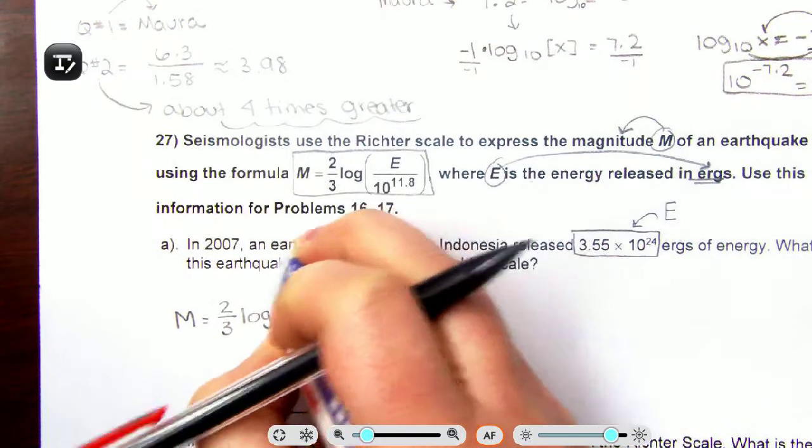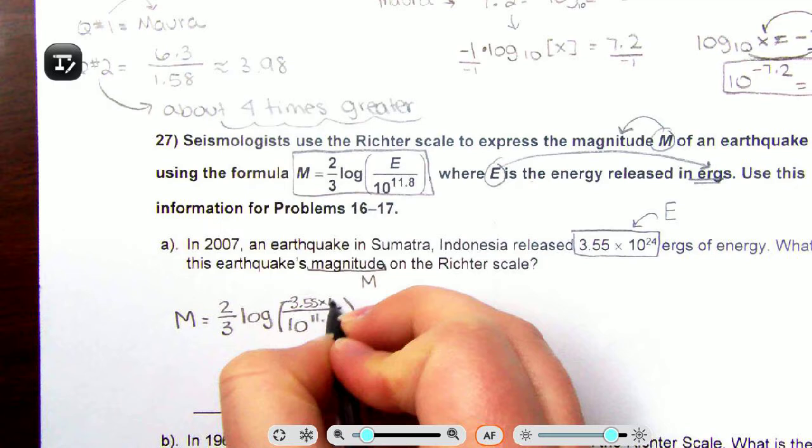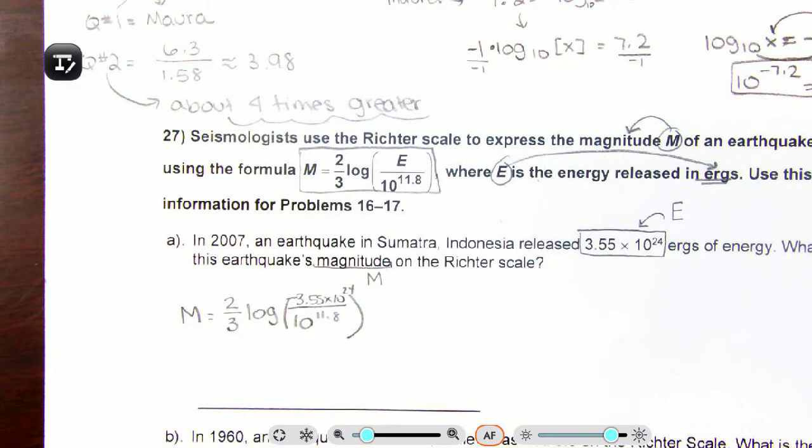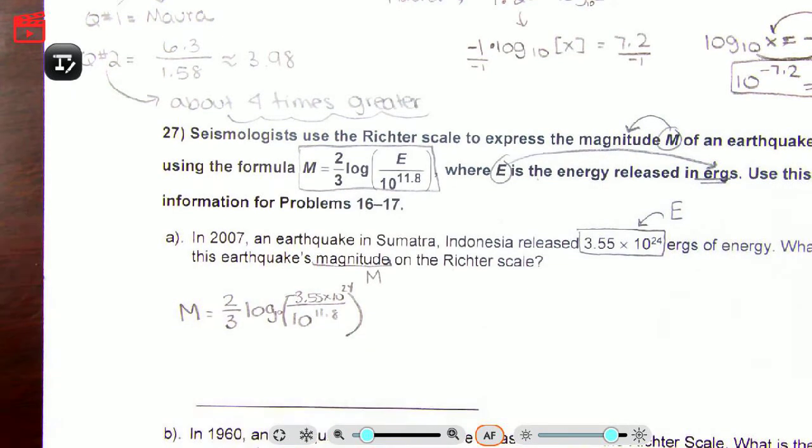Okay, let me go ahead and erase my E because I know what that is. That is 3.55 times 10 to the 24th power. And I'm doing that on my calculator. Because it doesn't have a base here, I know this is base 10. And because it is base 10, my calculator can do all the work. So I am actually typing in log, parenthesis, 3.55 times 10 to the 24th power, parenthesis, divided by parenthesis, 10 to the power of 11.8, parenthesis, parenthesis.